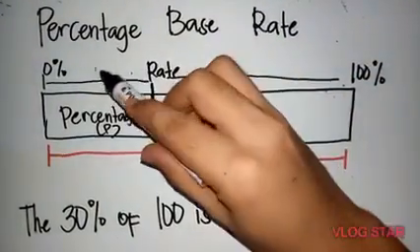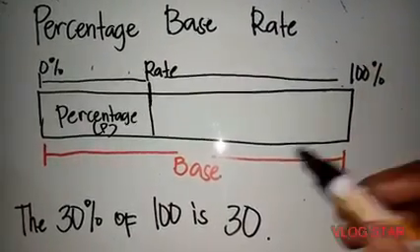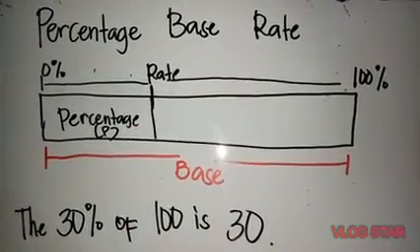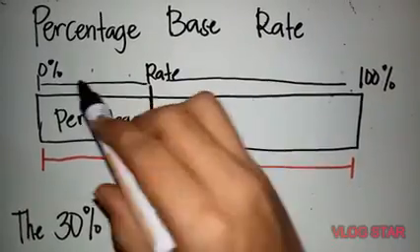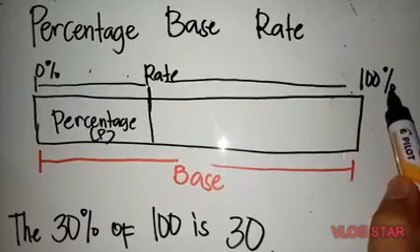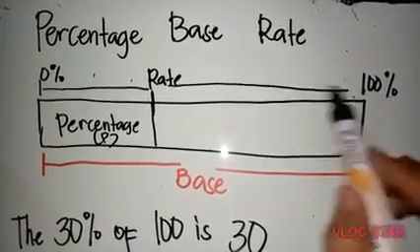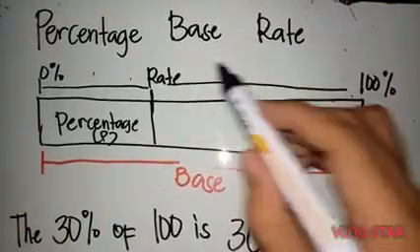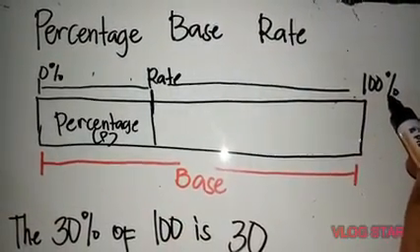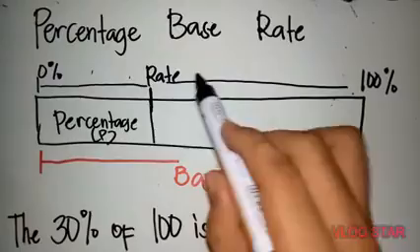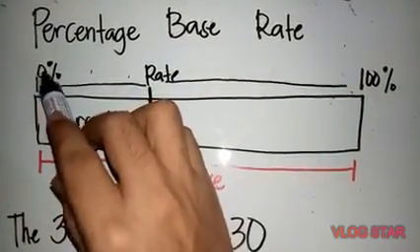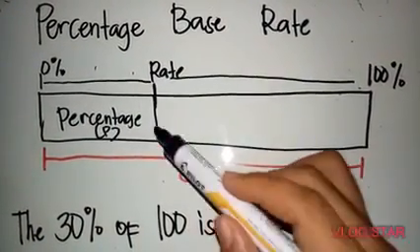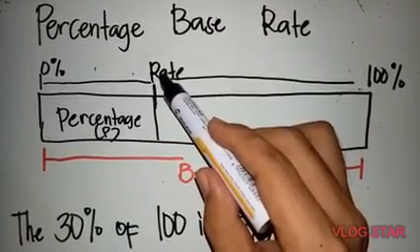So let's talk about percentage, base, and rate. So when you say base, it is the whole. That is what we call the base. And when you say rate, it is the number with the percent sign. When you say percentage, it is part of the base. Again, the rate is with the percent sign. That's why I put a line here. Then from 0% to 100%. Percentage is a part of the base given the rate.